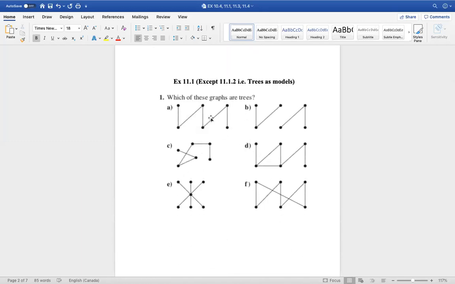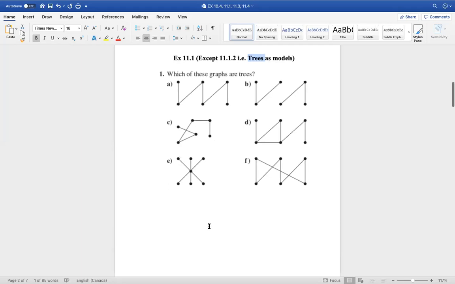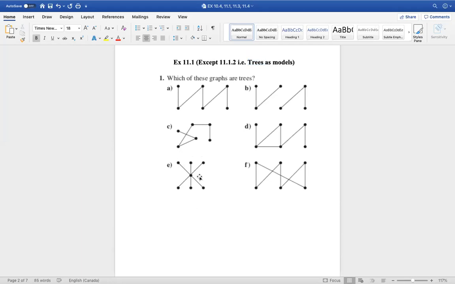And this is exercise 11.1. In this exercise, we are skipping 1.2, which is trees as models. We won't be doing that. In the first question from this exercise, we are asked which of these graphs are trees.